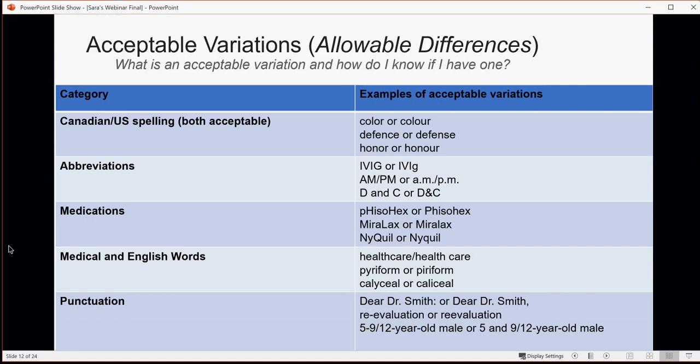Punctuation. Book of Style says we can use a colon or a comma with a salutation. So that's fine. Either one of those are fine. Reevaluation or re-evaluation with a hyphen, we'll accept both. 5 and 9/12-year-old male, all hyphenated, or 5 and 9/12 year old male, not hyphenated, both acceptable.